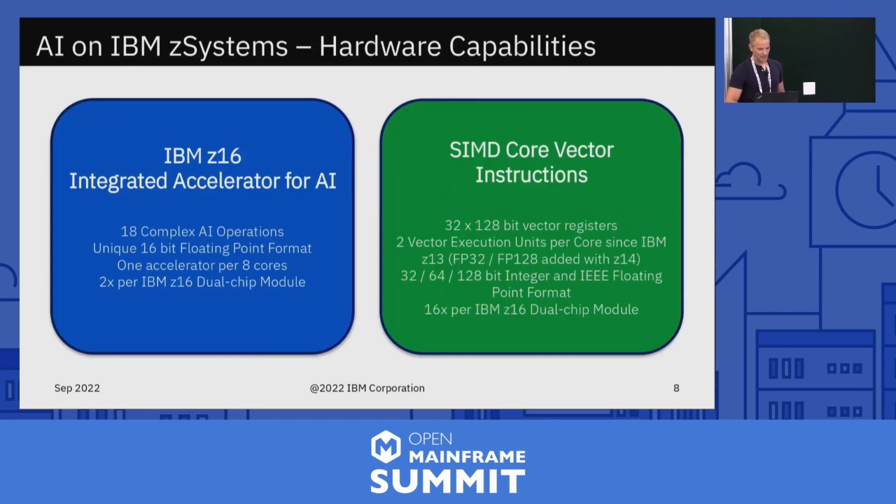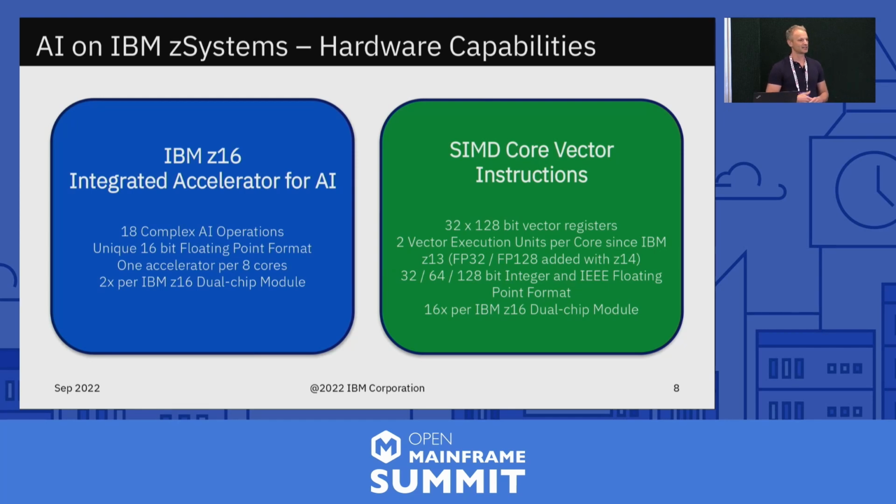Okay, when we talk about exploiting the AI hardware in Linux on these systems, of course, I already talked about the integrated accelerator a bit, but since IBM Z13, we also have SIMD instructions. SIMD stands for single instruction, multiple data, and the idea is basically to exploit data flow parallelism in code.